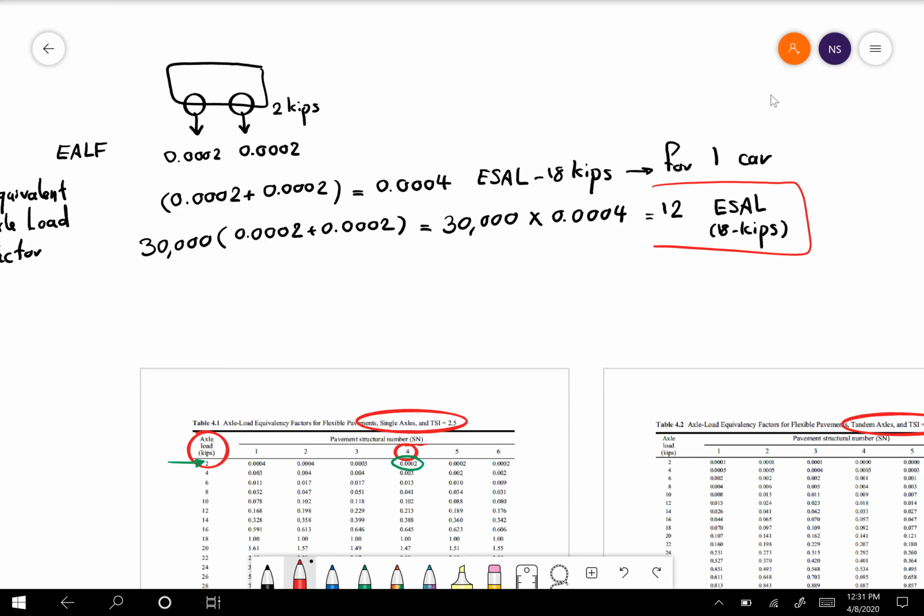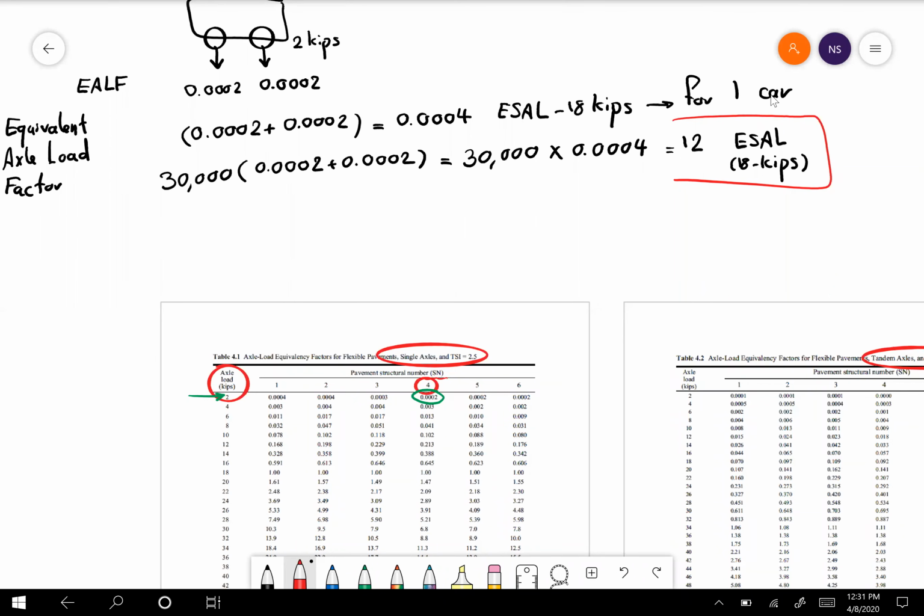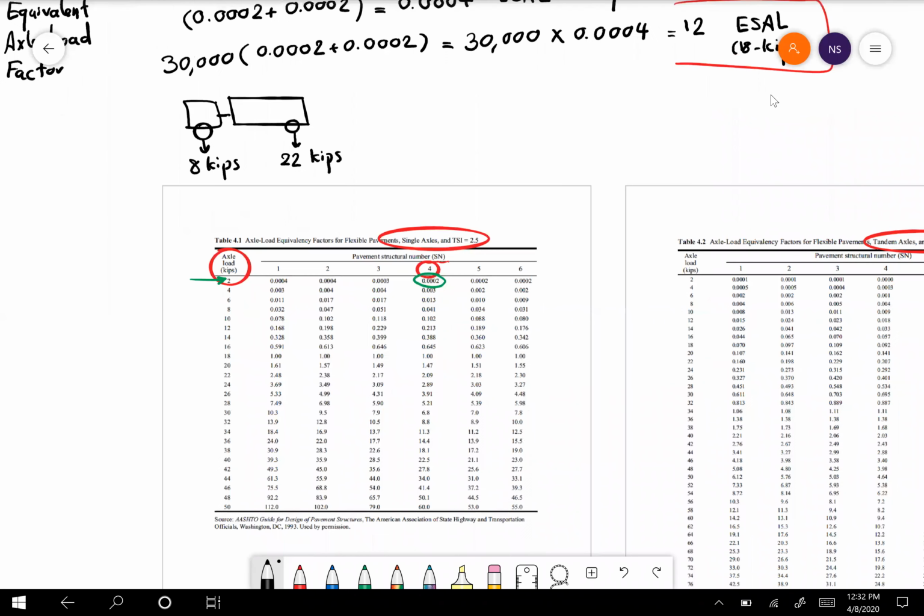The second type in the traffic was single unit trucks. So for the trucks, we had two axles, and both of them were single. This is a single unit truck. It has one axle here, one here. The one in the front, the steering axle, was 8 kips or 8,000 pounds. The rear one was 22 kips. Again, these are from the example that we had last session. And since both of these are single axles, we are using table 4.1 here, looking at 8 kips and 22 kips, right?